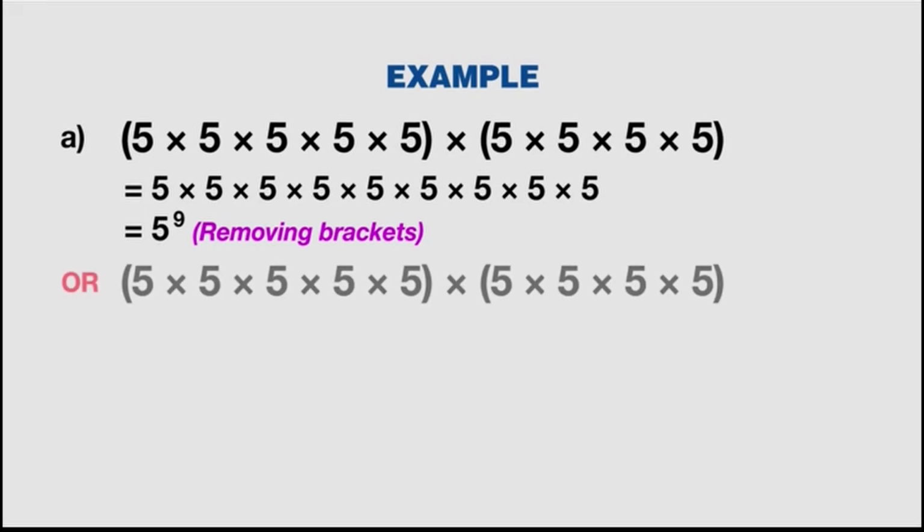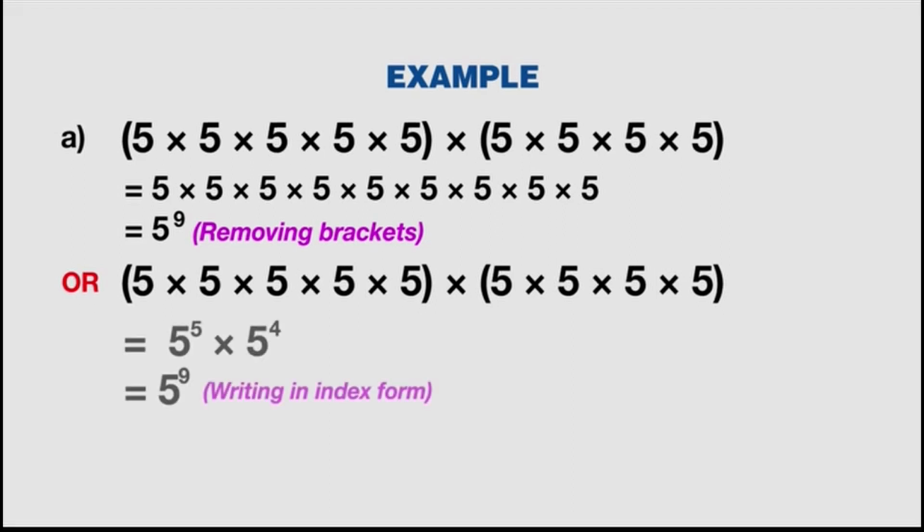On the other hand, we can write each bracket as index numbers, and then we multiply. So that will give us 5 raised to the power 5 times 5 raised to the power 4. Now we are saying 5 raised to the power 5 times 5 raised to the power 4 is equal to 5 raised to the power 9, which we got earlier.